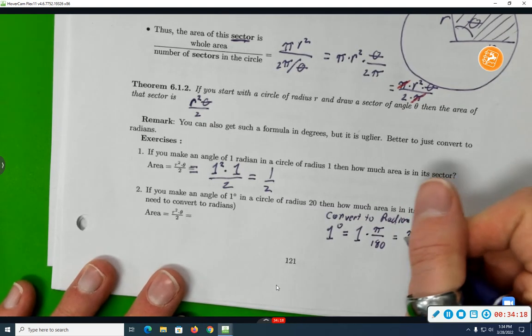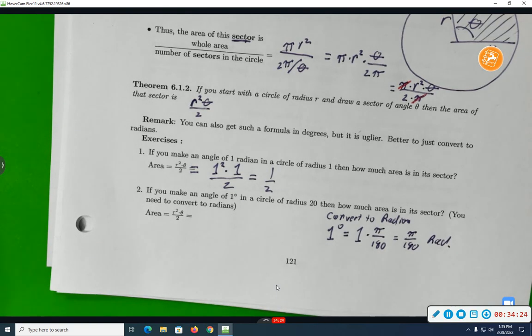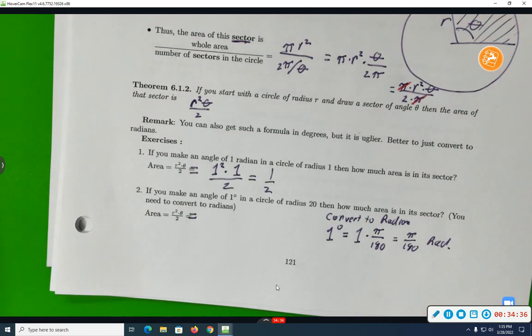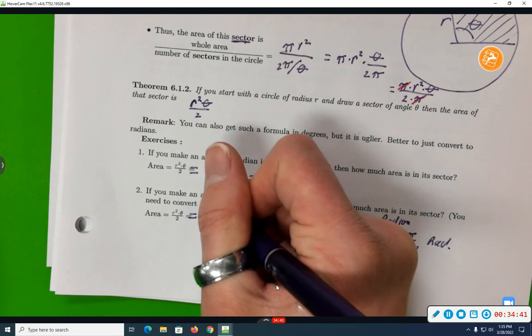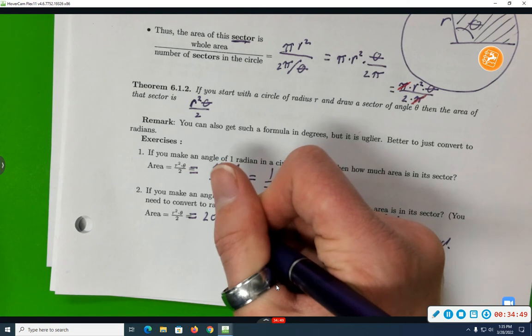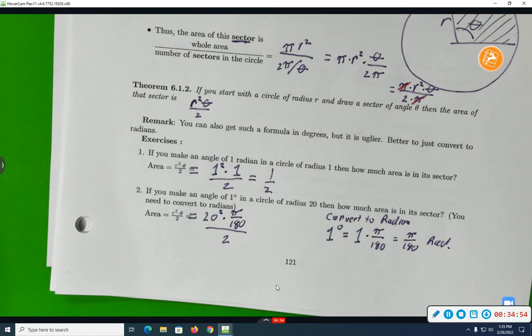All right, so that's pi over 180 radians. Now do I know the angle theta in radians? Sure do. So I guess now we can just compute it out. Area is r squared theta over 2. What's the radius? 20. So this will be 20 squared times theta. What's theta? Pi over 180, over 2. So on the one hand, there's an answer.